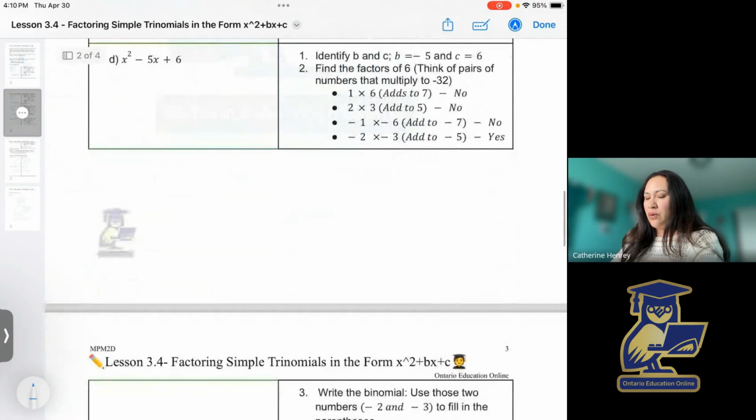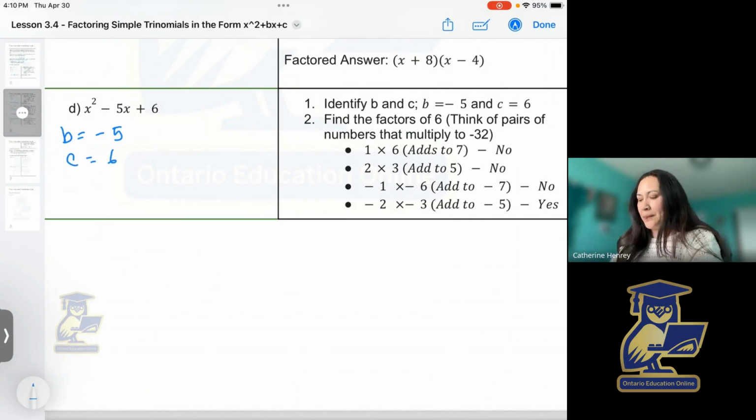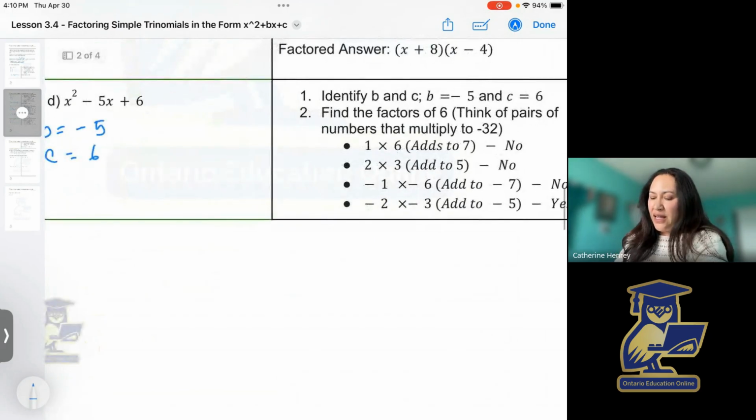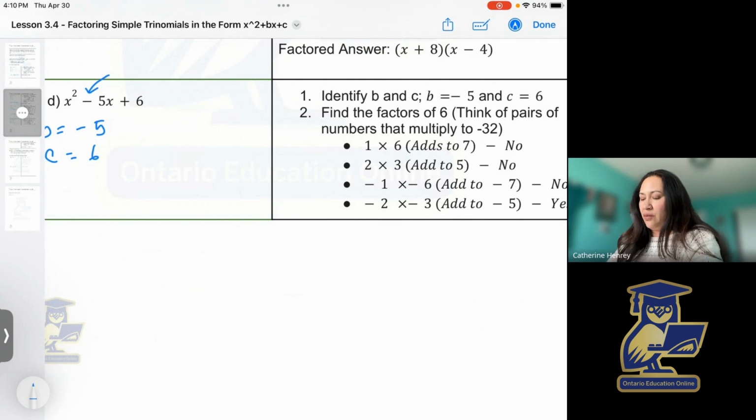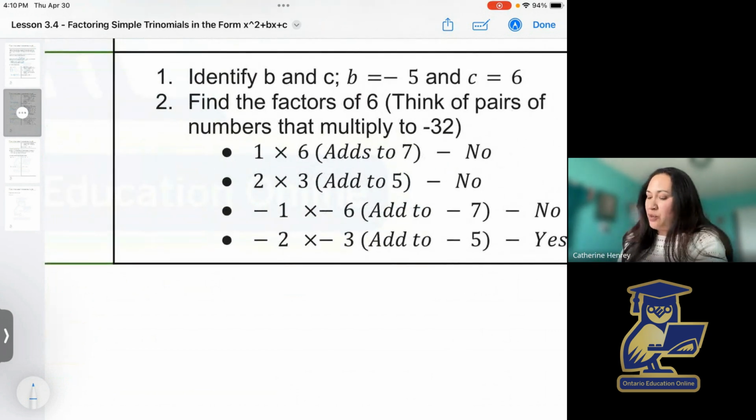So another example, x squared minus 5x plus 6. Again, our a is equal to 1, and so we know that this is a simple trinomial to work with. Our b is negative 5, and our c is 6. Because the b is negative, we need to think of, again, a couple of different pairs.